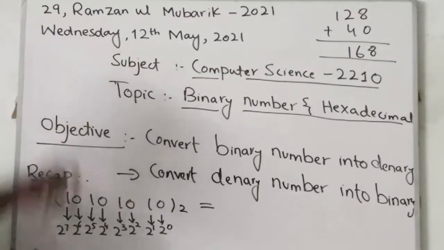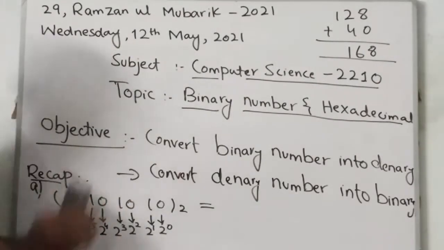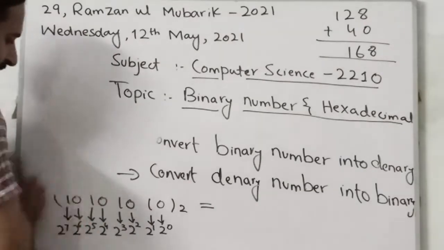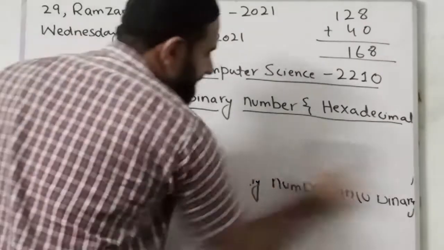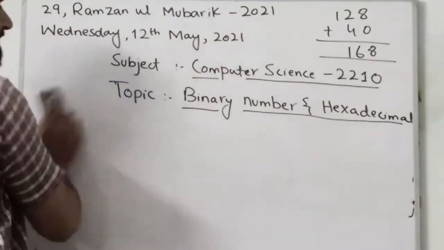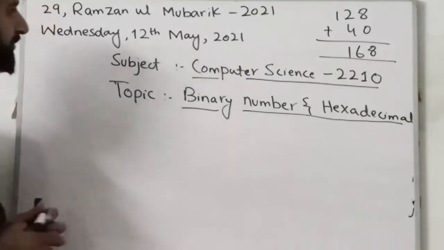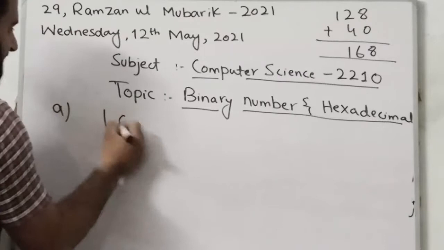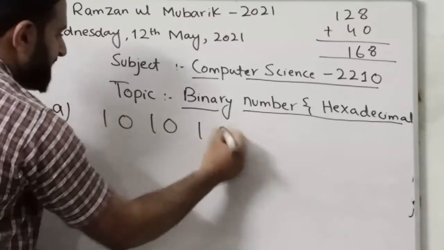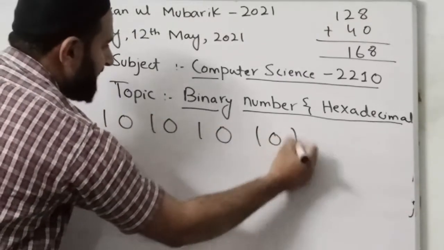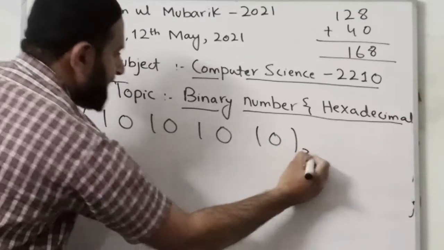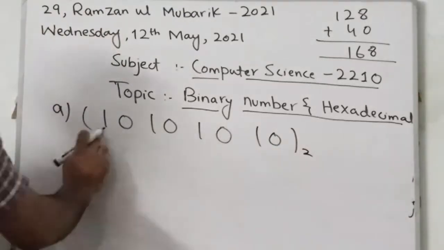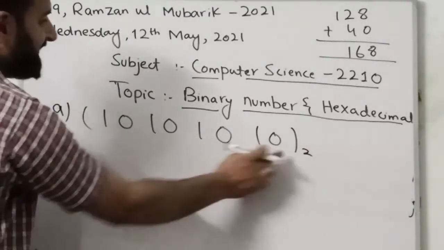Let me show you over here. I'm going to delete this. Hopefully we have got what we are going to do today. Here I am going to convert this: 1 0 1 0 1 0 1 0. It's 1 byte of information. 8 bits are called 1 byte. So 1, 2, 3, 4, 5, 6, 7 and 8.